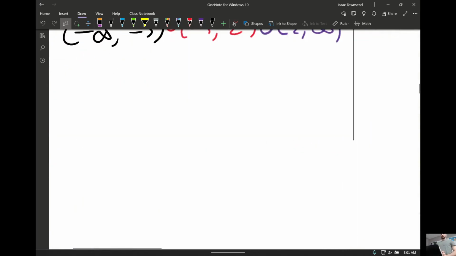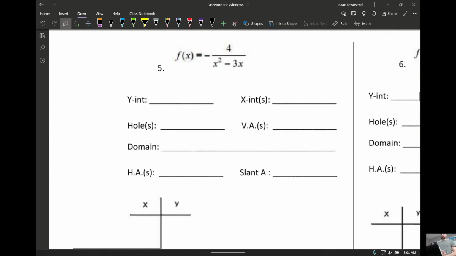Okay, then if you've not started question 5, let me give you this tip. There's a negative out front here. If I was you, I would move that negative up by the 4 so you don't lose it.